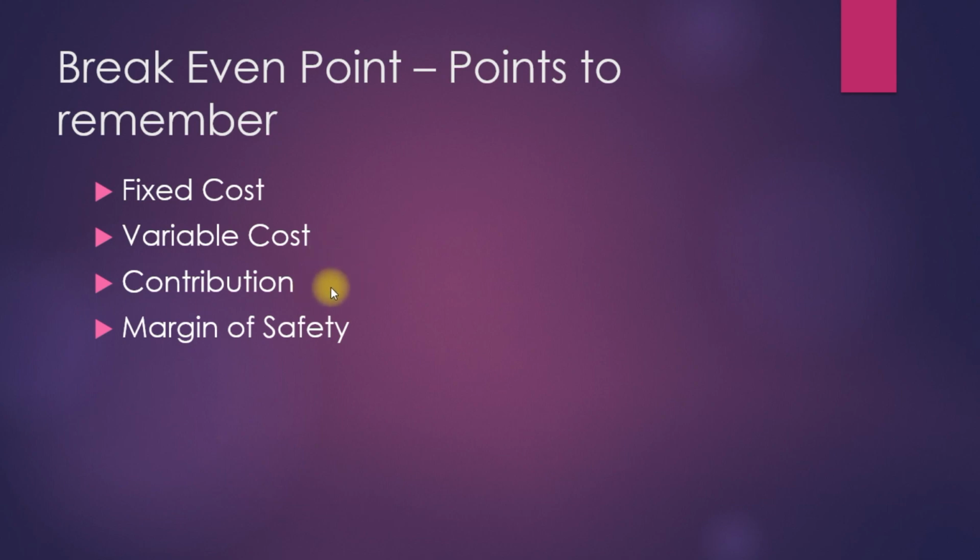Next is contribution. What is it? It is the difference between selling price per unit and variable cost per unit. So remember, it is selling price per unit minus variable cost per unit. In other words, it can also be defined as total sales minus total variable cost. And lastly, margin of safety, which is the number of units above the break-even point.